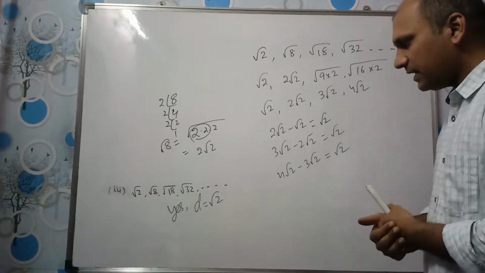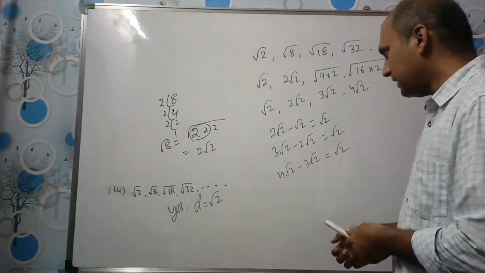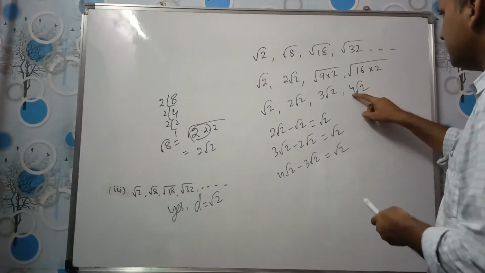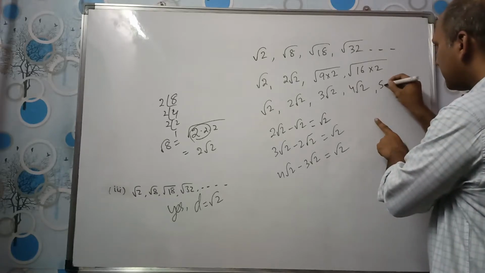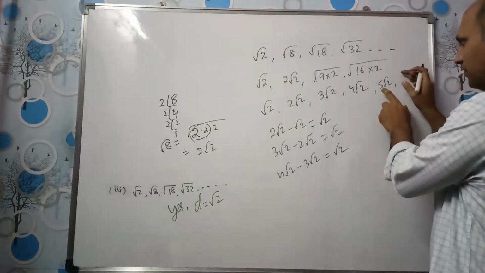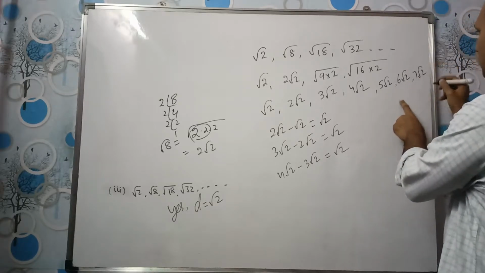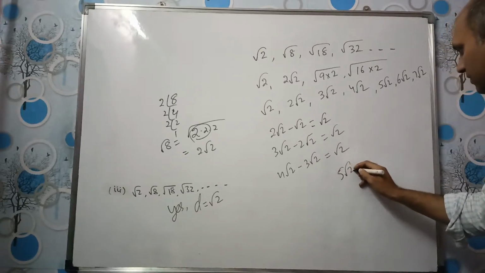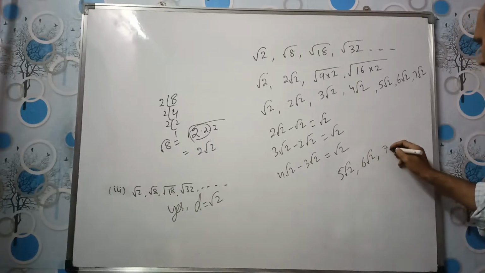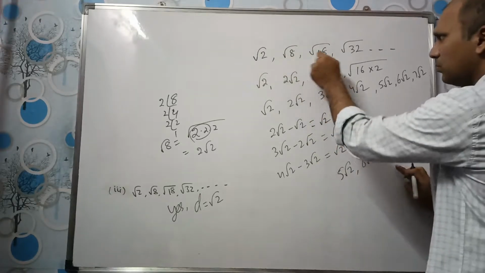Can we write the next three terms? Yes, we can write. See, 4 root 2, right? So the next term, the fifth term, will be 5 root 2, next term will be 6 root 2, and 7 root 2. So 5 root 2, 6 root 2, 7 root 2. Let us write it in this form only, right?